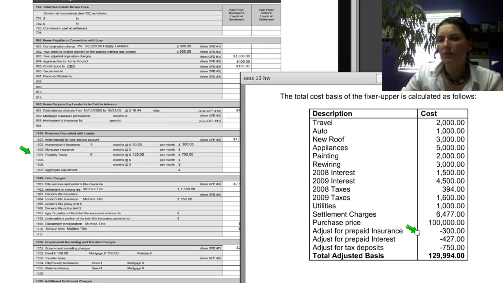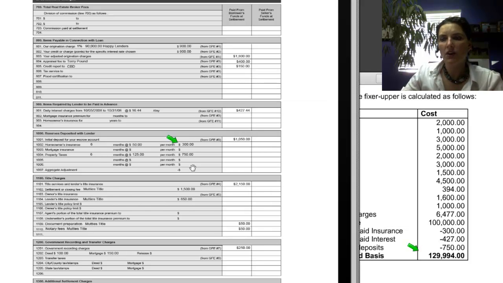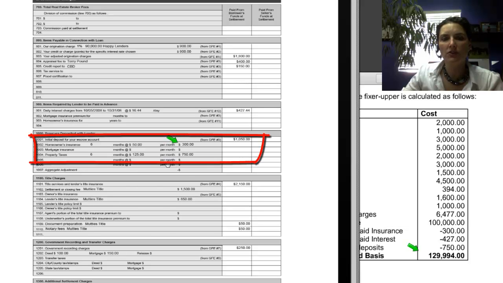So in addition, we have the prepaid insurance of $300 and the prepaid property tax, or property tax deposits, of $750. Where did we get those numbers? They appear right here on the closing papers. We have $300 for homeowners insurance. We have $750 for property taxes. Those were subtotaled here at $1,050, and both those amounts do not add to cost basis.